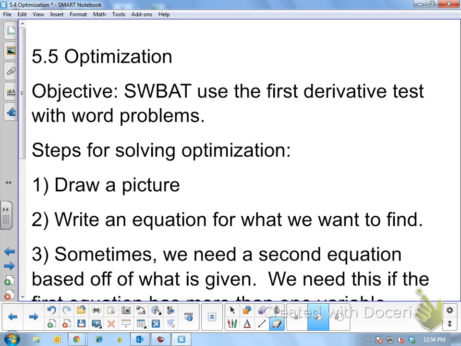Okay, so our goal today is to use the first derivative test with word problems. And really, it could be the second derivative test. We're just finding extrema. But most commonly, the way to find extrema is the first derivative test. It doesn't have to be, it's just the most common.